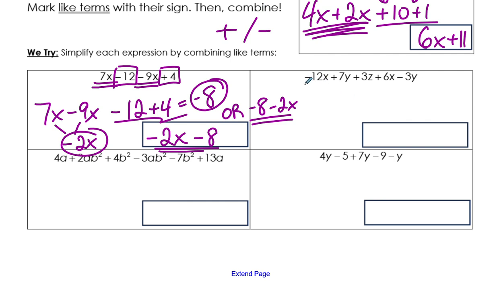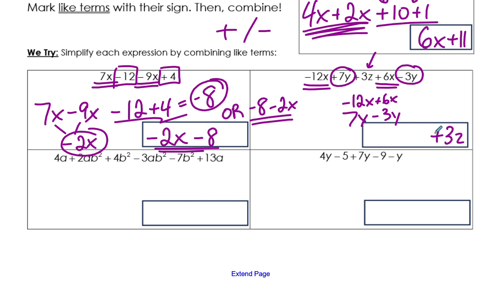All right, here I'm combining my x terms, -12x plus 6x, my y terms, 7y minus 3y, and the z doesn't have anything to partner up with, so that's just going to be rewritten in my answer.